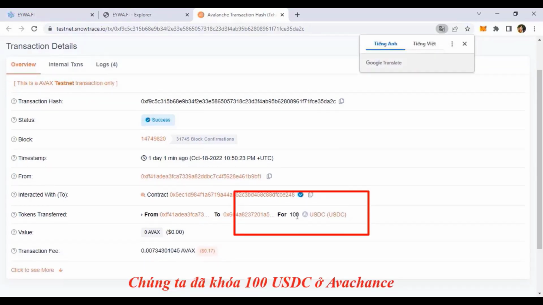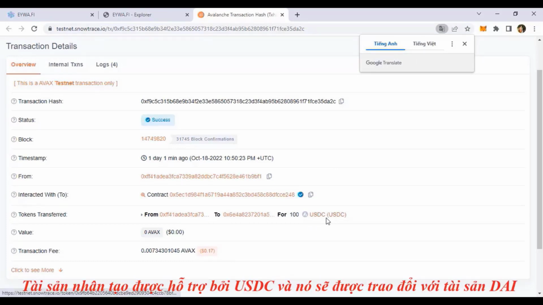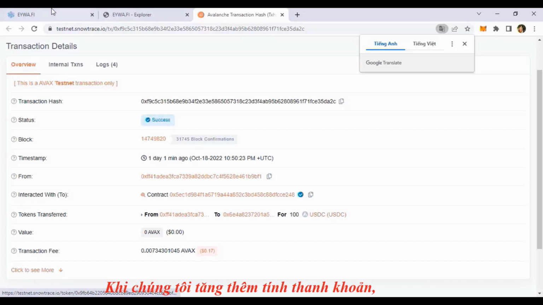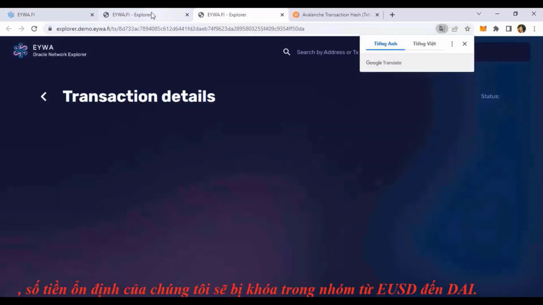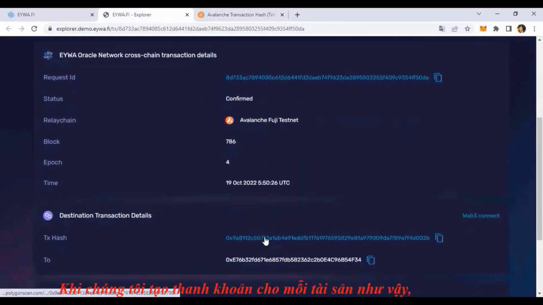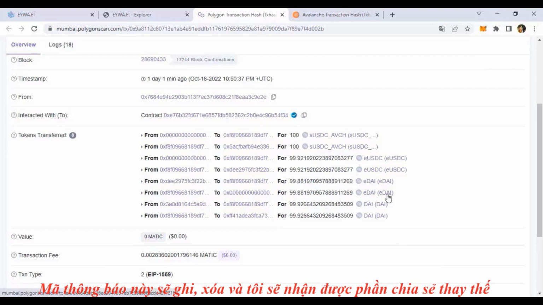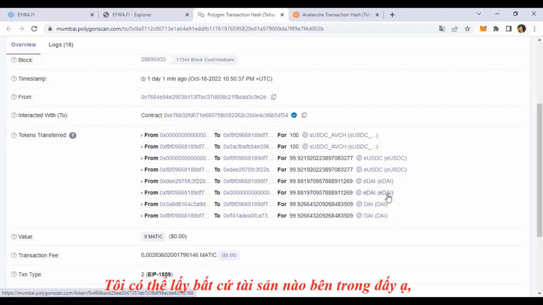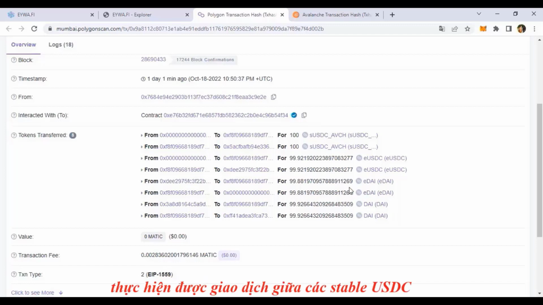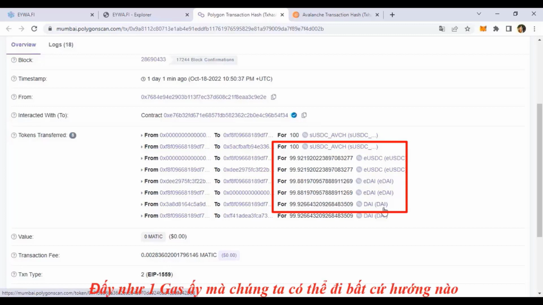We lock 100 USDC in Avalanche. Artificial assets are guaranteed by USDC and it will be a chain we can access. With more liquidity, our stable amount will be locked in a pool from EUSD to DAI. When we create liquidity for each asset, we will receive the token of this pool. This token will be burned, and I will get the pool asset instead. I can't take any asset inside without 100% guarantee before we can make a transaction between USDC stables. We enter the USDC pool, get EUSD, then we exchange it with EDAI and then burn, and we get DAI. Taken out of the pool, the asset you are interested in, it's like a lock that we can go in any direction.